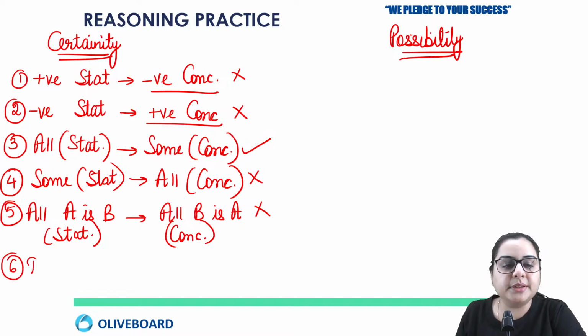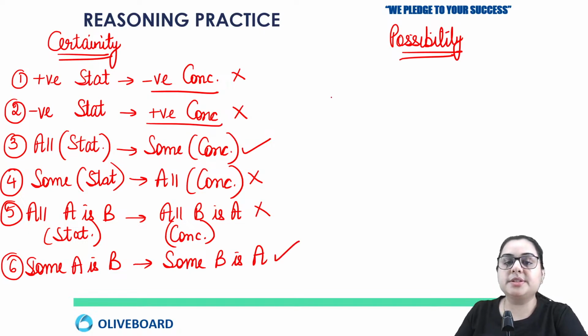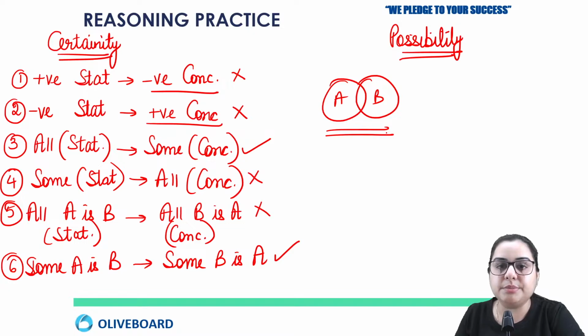Next is, if in the statement you have some A is B and in the conclusion you have some B is A, that is true. Just see the diagram. This is some A is B. And in this diagram, we can see that we can conclude that some B is A. Okay, so this is correct.